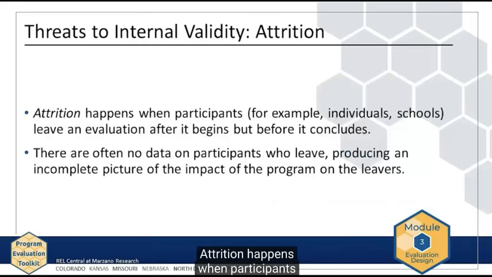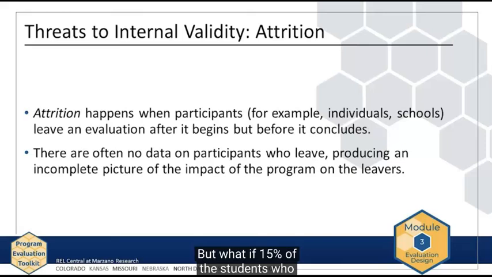Attrition happens when participants leave an evaluation after it begins, but before it concludes. Attrition hinders an understanding of the outcomes of a program because there are often no data on participants who leave, producing an incomplete picture of the impact of the program on the leavers. Let's consider the AMP example. Remember that AMP is a fictitious after-school program to improve student math achievement and graduation rates. An evaluation of AMP might, among other things, estimate the program's effect on student dropout rates.